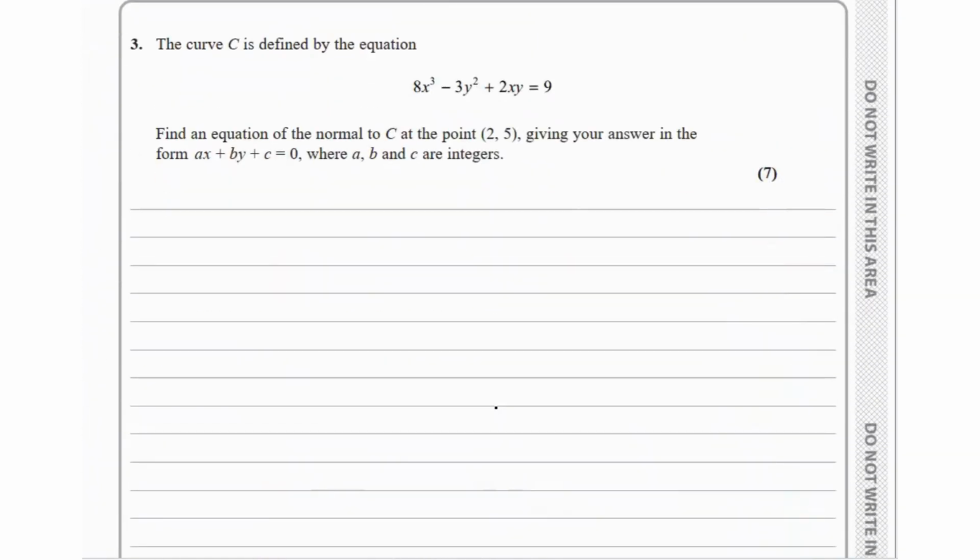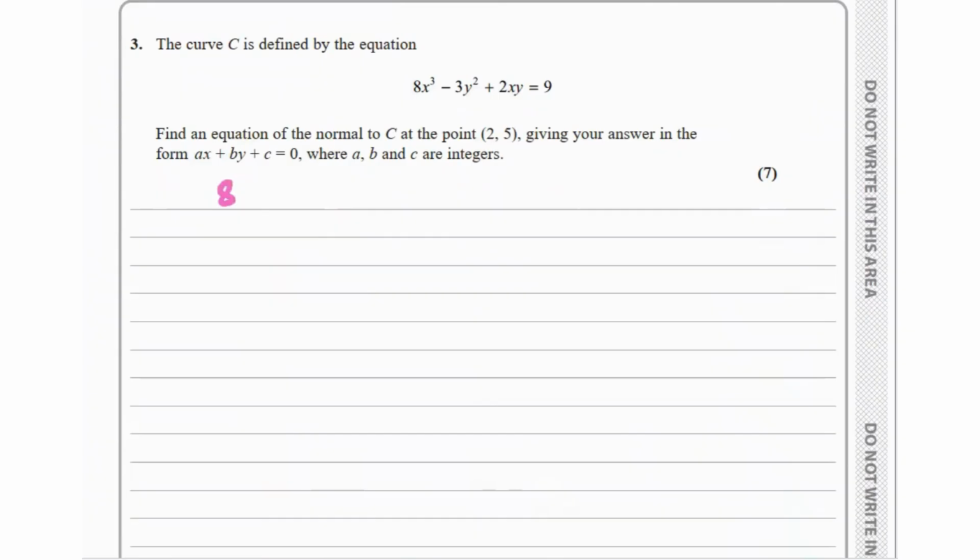And so the curve C is defined by the equation 8x cubed minus 3y squared plus 2xy equals to 9. Find an equation of the normal to C at the point (2, 5), giving the answer in the form ax plus by plus c equals to 0, where a, b, and c are integers. So this is a part of differential equations.